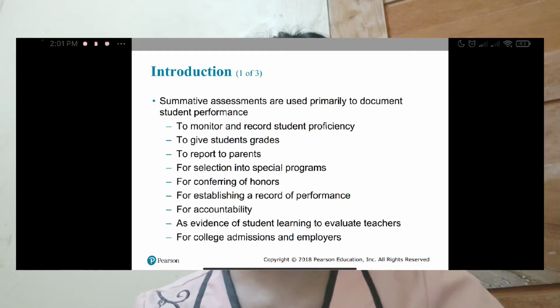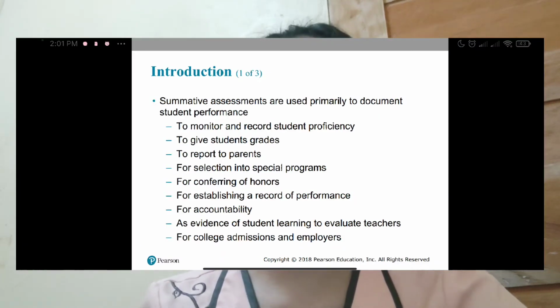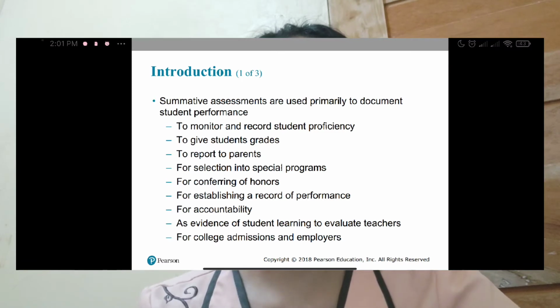Okay, good day everyone. So today I am going to discuss summative assessments. First, let us define what summative assessment is. Summative assessments are used primarily to document student performance.